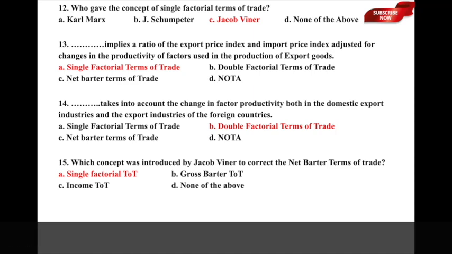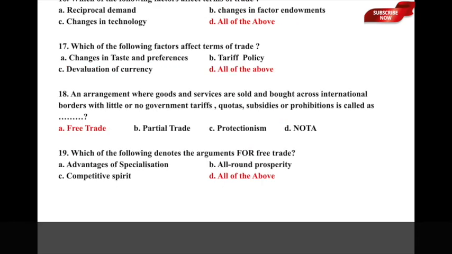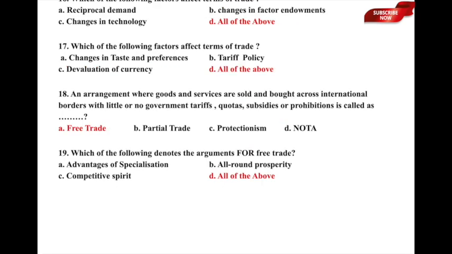I hope that is clear. Let us now move to question number 16. The question is, which of the following factors affects terms of trade? What can be the possible factors? Is it A, reciprocal demand, B, changes in factor endowments, C, changes in technology, or D, all of the above? It is all of these things: reciprocal demand, changes in factor endowments, as well as changes in technology, and therefore option D, all of the above, is the correct answer to this question.